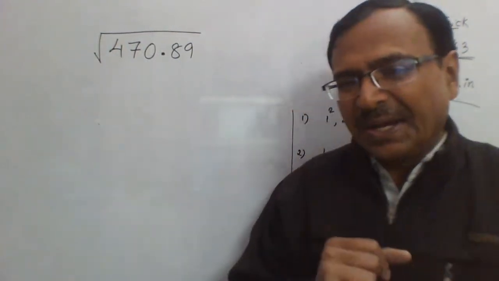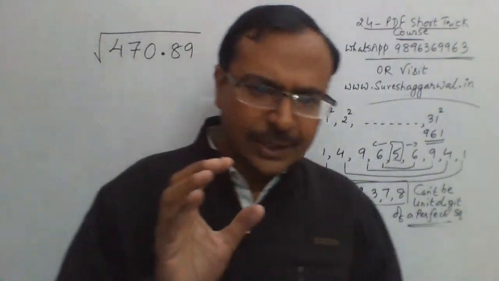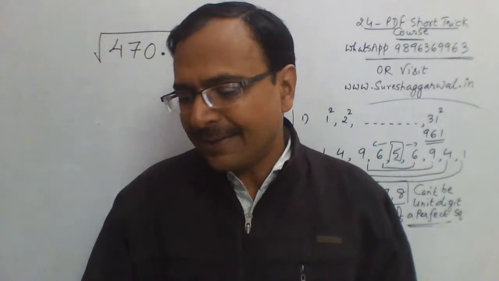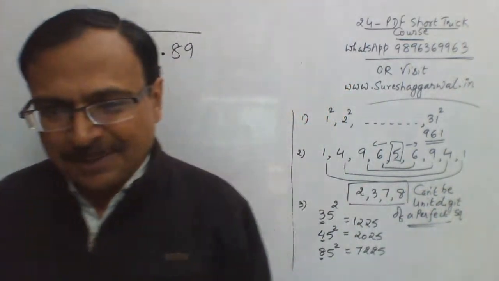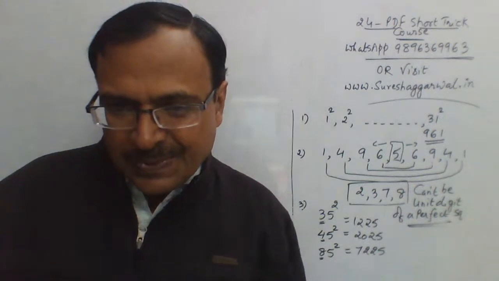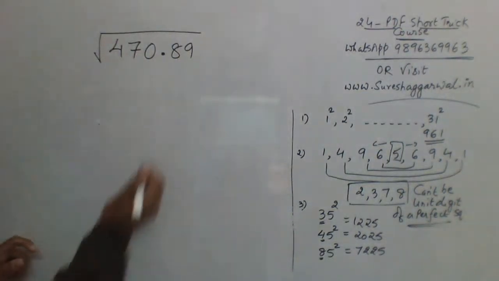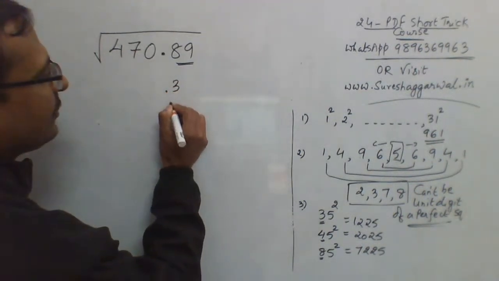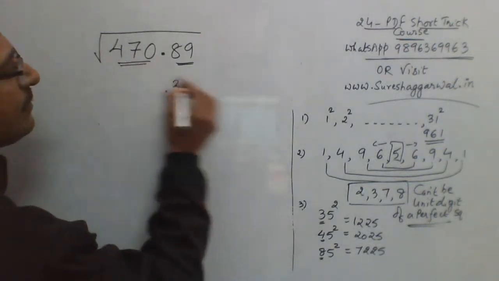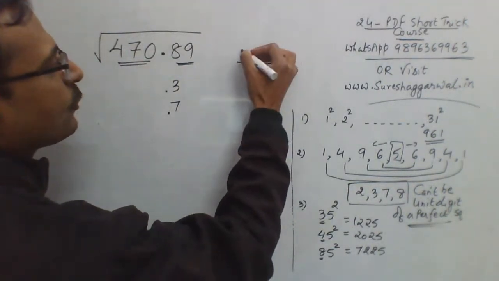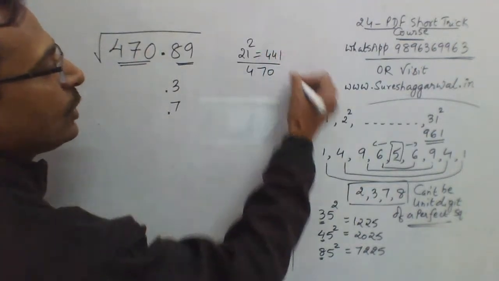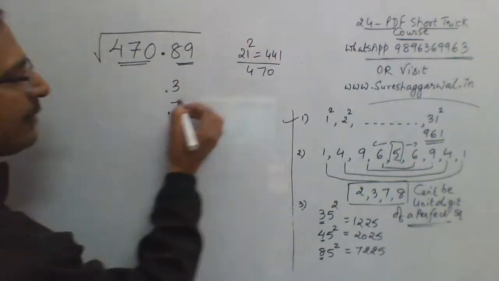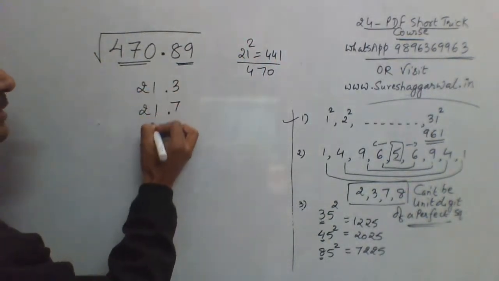Well done. Now, let me tell you how you can get to this answer very quickly. For those who have joined in only now, you can still learn this trick. Just watch. 89 ends with 9. So my answer will end with 3 or it will end with 7. 470 has the nearest square as 441, which is 21 square. So that's what I told you in the first point. You need to know the squares of 1 to 31. 21 square is 441. So your answer is either 21.3 or 21.7.